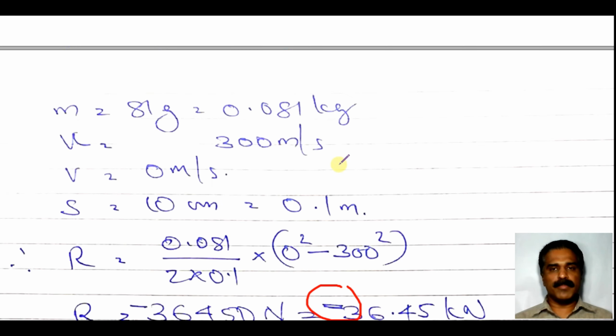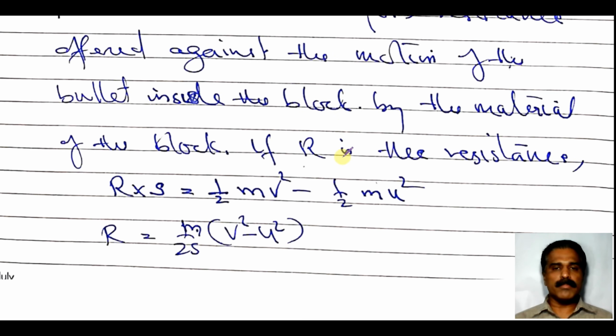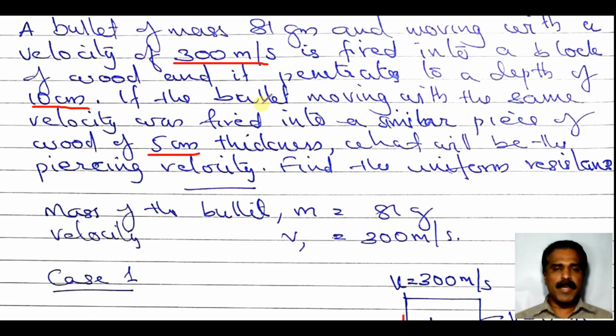Then in the second case, what is given in the problem? In the second case, it is given that the same bullet with the same velocity is fired onto another block made of the same material as the previous block, but the thickness is just 5 centimeters. So when it was fired into a bigger, thicker block, the bullet could penetrate through only 10 centimeters. When it moved through 10 centimeters, the velocity became 0 and it came to rest.